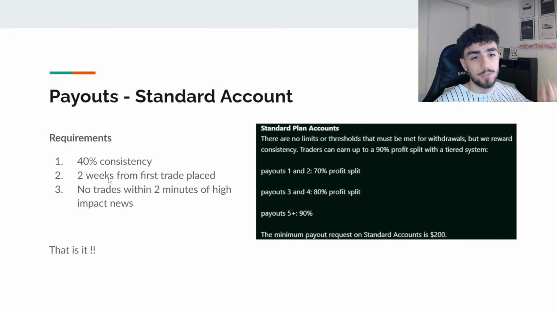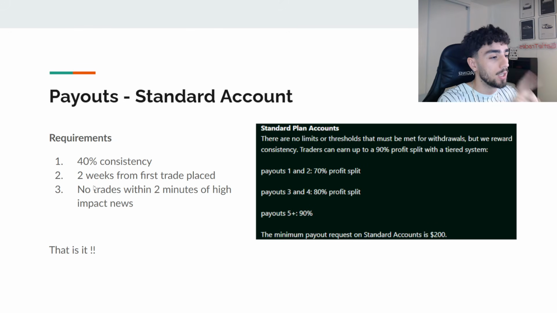So what does that mean? It means if you get a brand new funded account with AlphaFutures, that's standard. If you take 3 trades, $100 win, $100 win, $100 win, that's $300. You can request that money in your 2-week period. If you make 500, 500, 500, you can request 1,500 or whatever amount you want. It doesn't matter. So as long as you're 40% consistent, you can withdraw a payout.